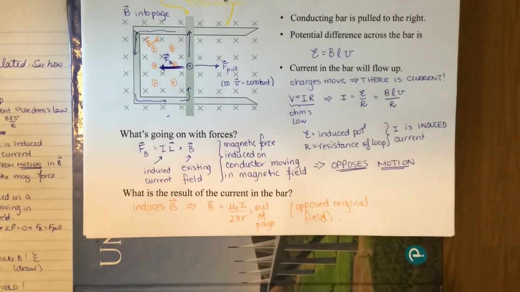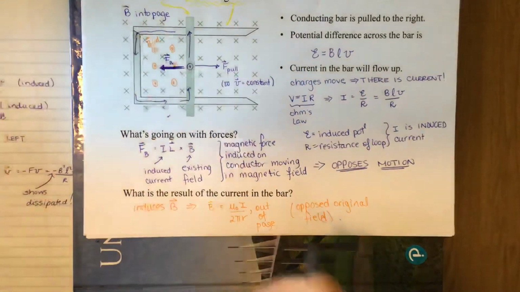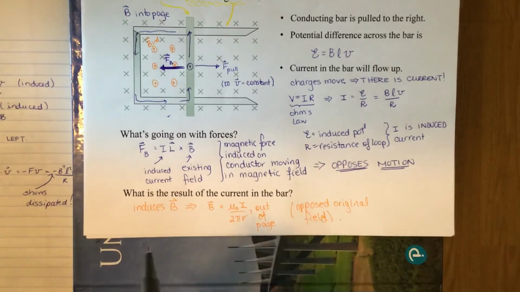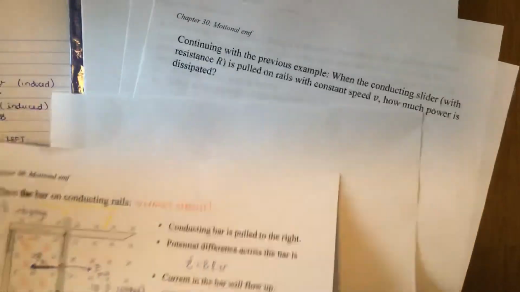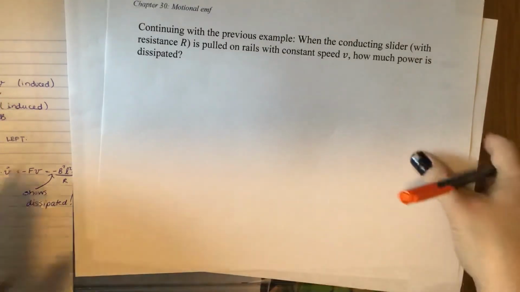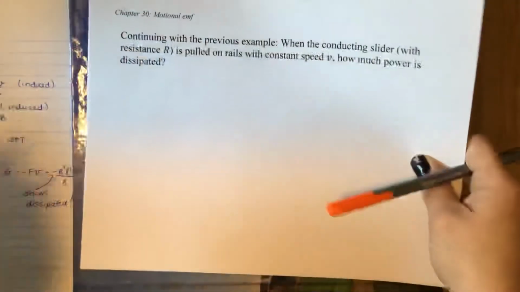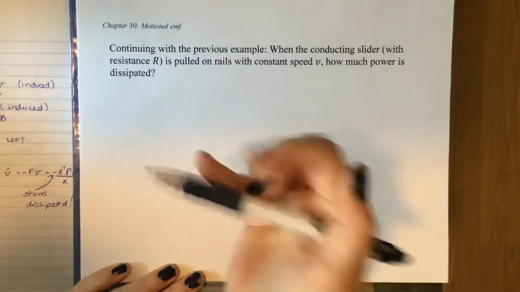Okay, let's take this one step further. We've discussed potential, we've discussed current, we've discussed forces. Let's also talk about the power in the circuit. So we'll keep going with our problem. And I'll just very quickly re-sketch what's happened here. So you probably already have this in your notes.